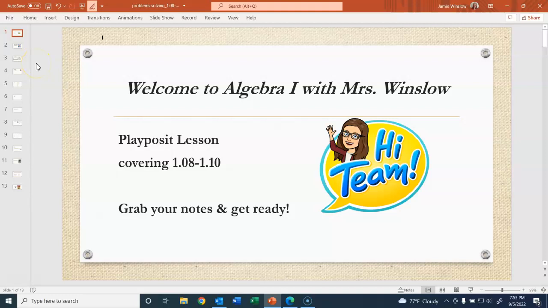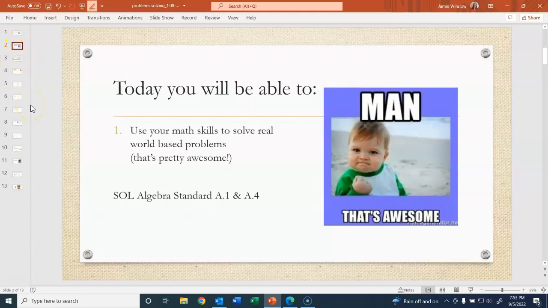We're going to be covering 1.08 through 1.10. That's the end of Unit 1. So go ahead and grab your notes and we'll get started. Today we are going to be solving real world math problems. That's pretty much it. And it involves these standards.